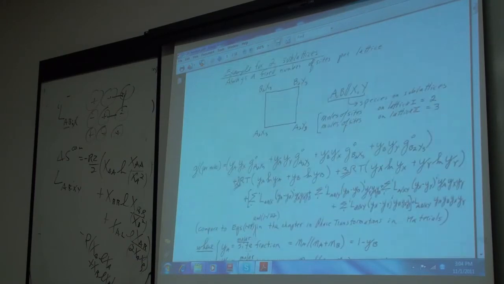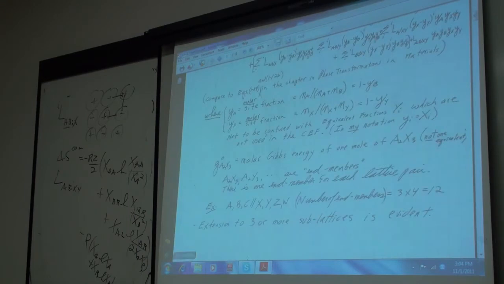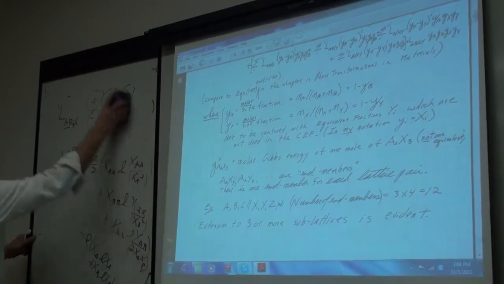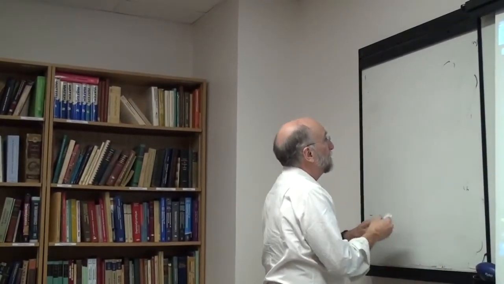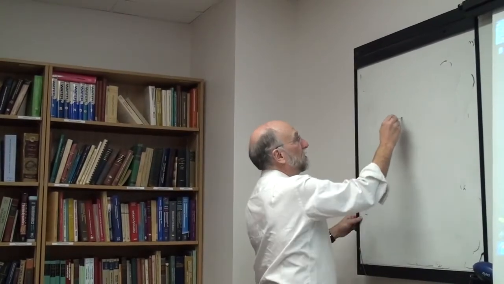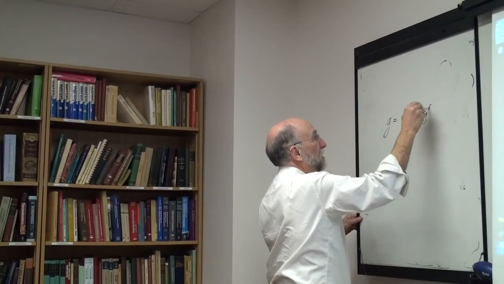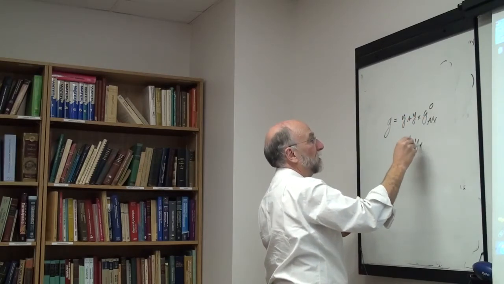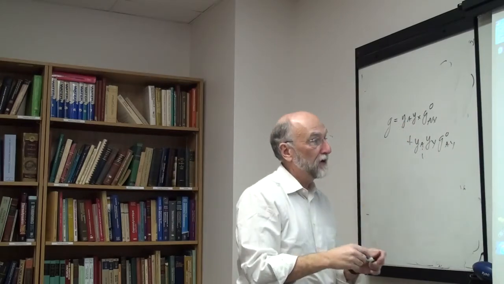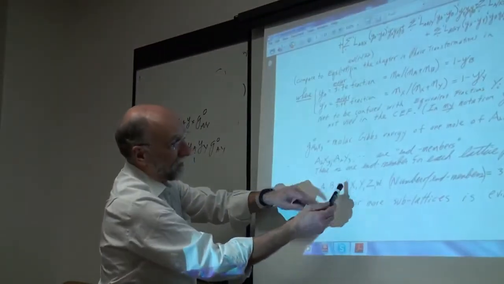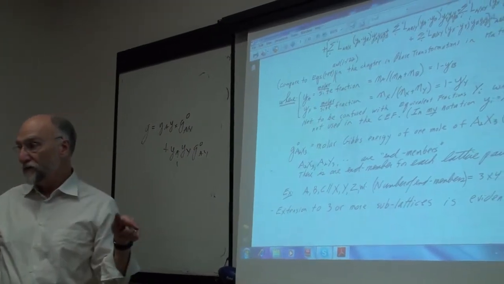If you wanted to extend this to more end members, so if you wanted to have ABC, XYZW, then you would simply have a term for every end member pair. So your Gibbs energy would be YA, YX times G naught of your AX end member plus YA, YY times your G naught of your AY end member, and one for every pair. So you'd have 3 times 4, you'd have 12 end members.